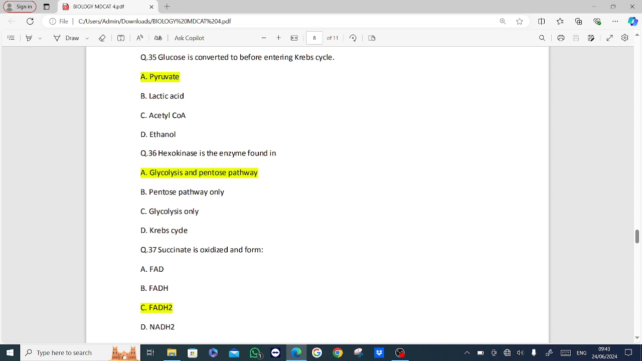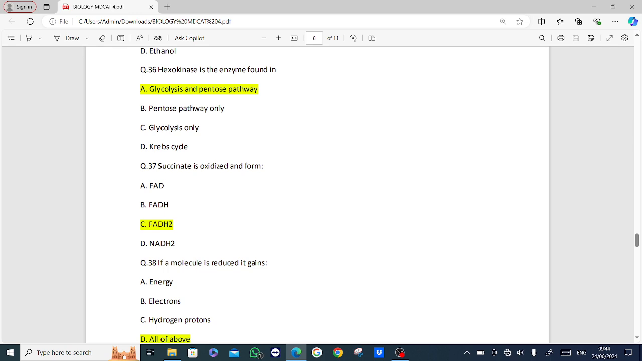Next MCQ is: succinate is oxidized and formed. Options are FAD, FADH, FADH2, NADH2. Answer is option C, FADH2.